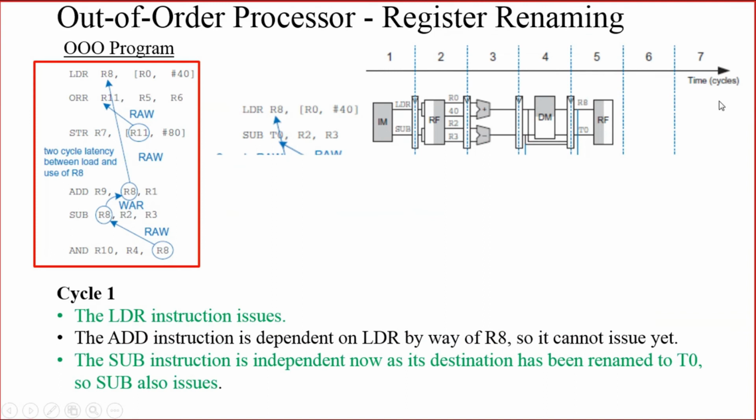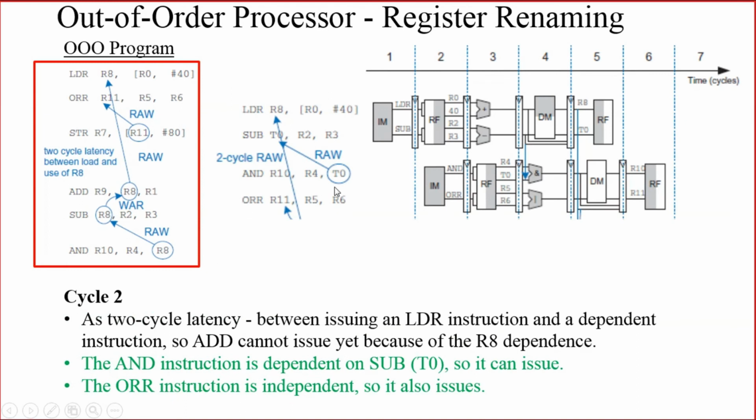In the first cycle, what is happening? LDR will be issued, as we have seen already. Then the add instruction is dependent on LDR through R8, so it cannot be issued. Instead, the sub instruction is issued because it is independent now, since R8 was replaced by T0. So in the first cycle, LDR and sub were issued.